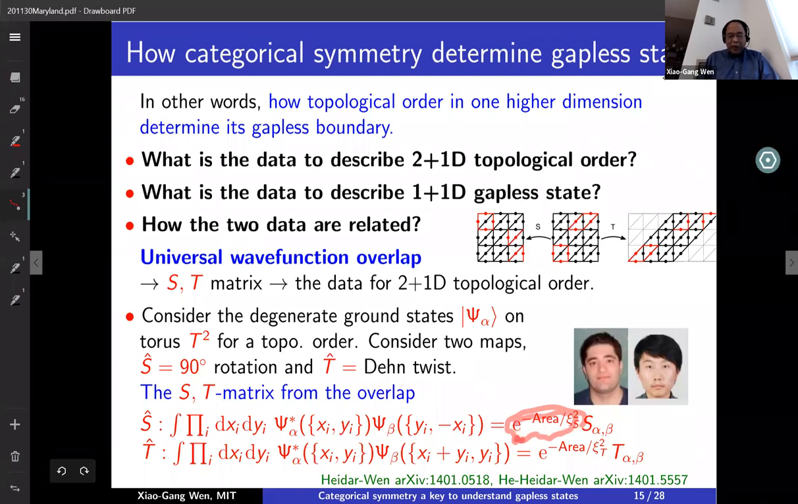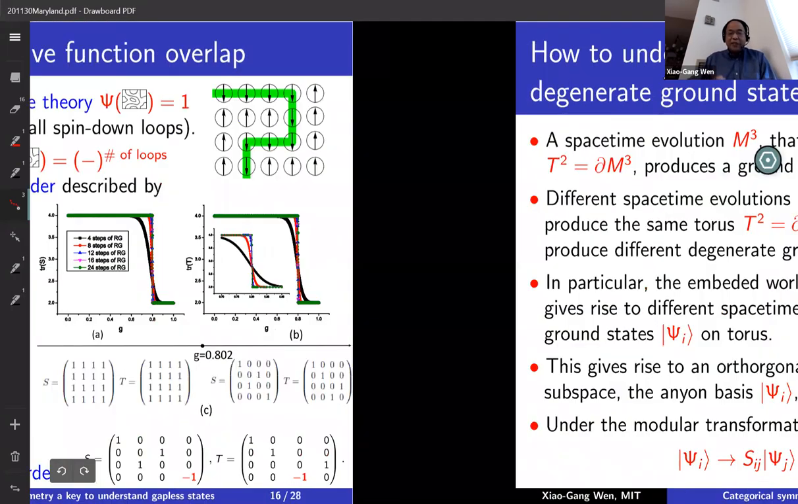However, here we claim that the constant part, which does not depend on area, which does not scale with area, this constant part is universal. It's very much like topological entanglement entropy. The area law part is non-universal, but the constant part is universal. For the wave function overlap, we have a similar structure. And that's the S matrix. For the T matrix, that is the Dehn twist. So we have this shear deformation, which usually is not a symmetry. We can deform the wave function by the shear deformation and consider the overlap. Again, we have an area law part, which is not universal, but there's a universal part. And this defines the ST matrix, which characterizes the topological order, which is the data to describe a topological order.